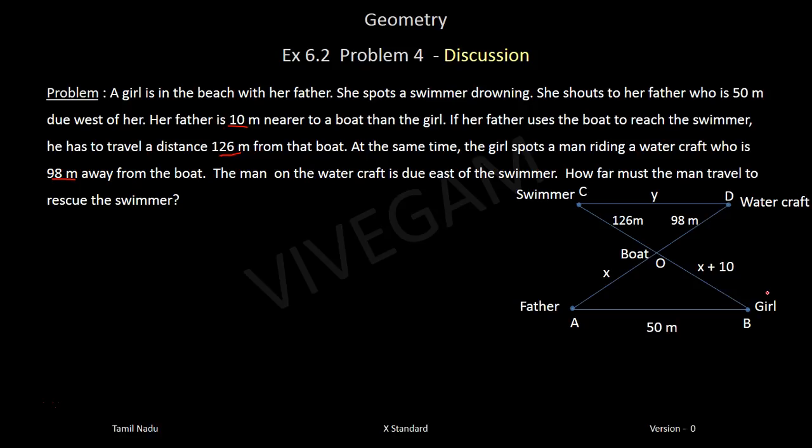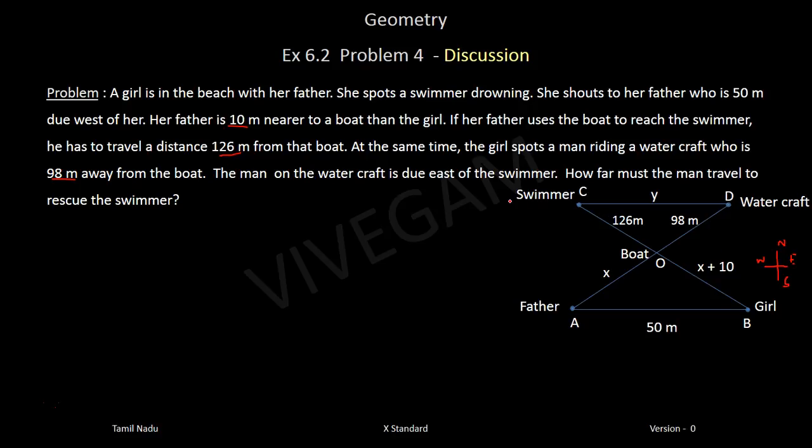Now, the only thing is that we'll have to mark the directions. So this is north. To the girl, the father is at the west. And this is east. So all these conditions now will become clear. And this is south.